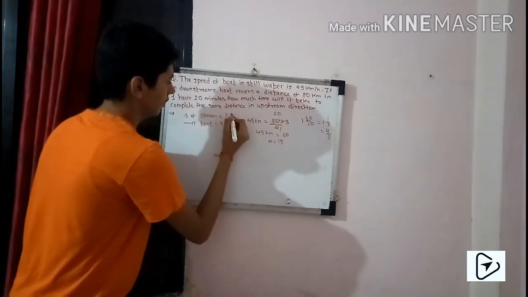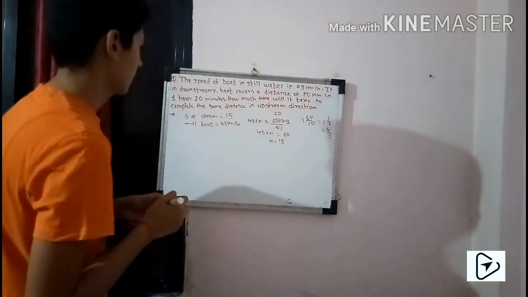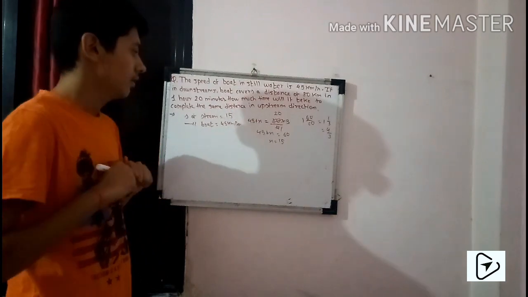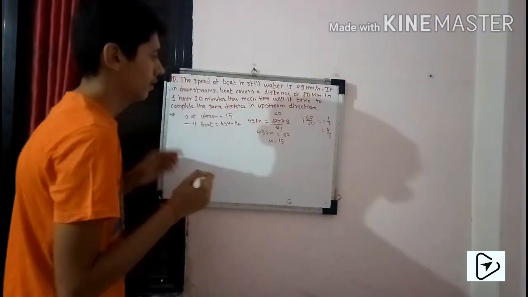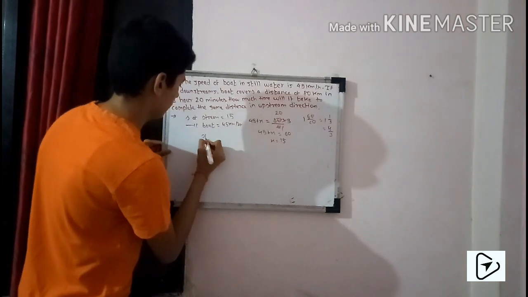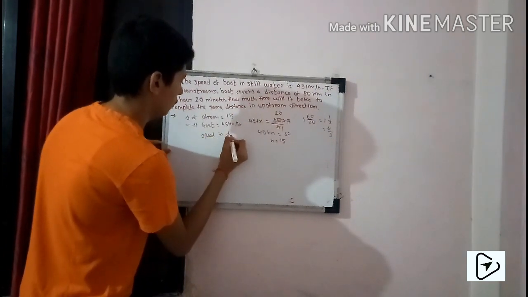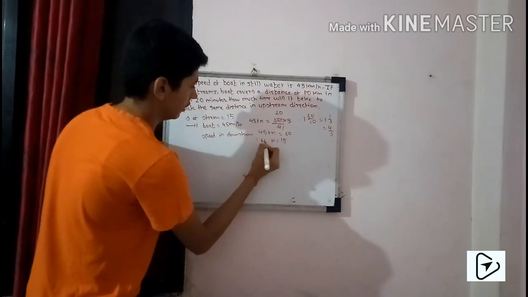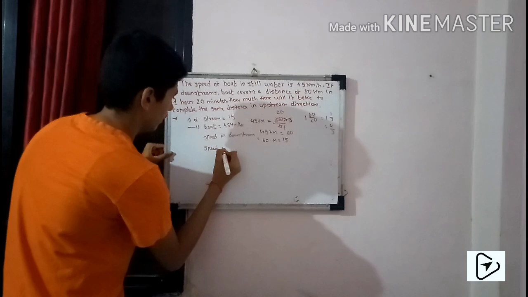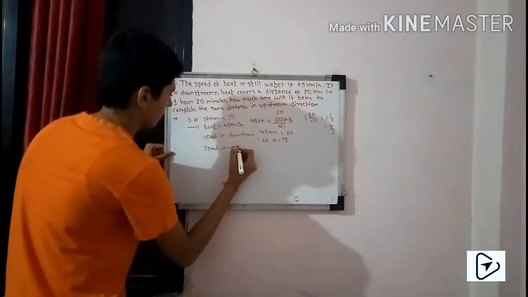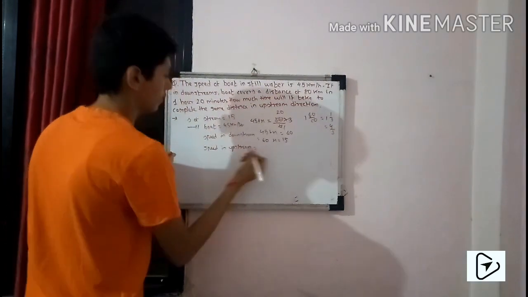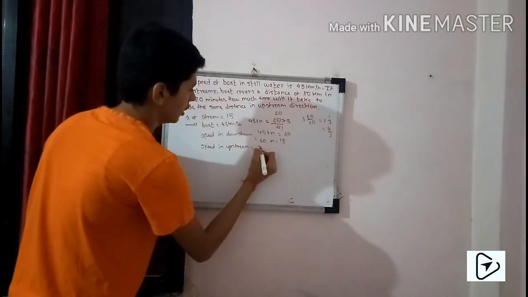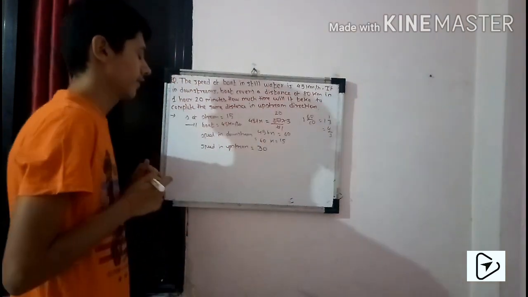Now we have got the speed of the stream. Now it is asked how much time it will take to complete the same distance in upstream. The total speed in downstream is equal to 60, and the speed in upstream is equal to 45 minus 15, that is 30. So the difference is double.